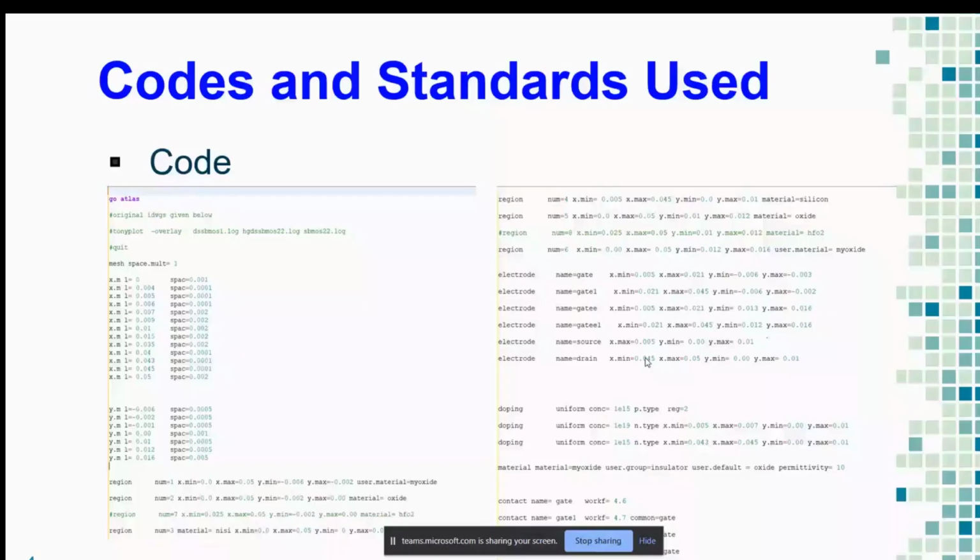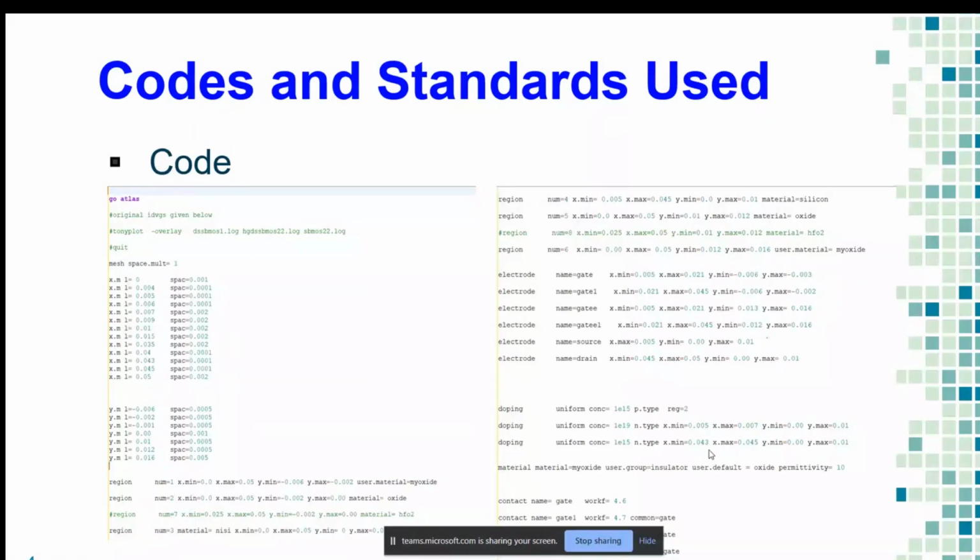So this was the code used, and in this we can see the meshing part we have done. In this, the regions have been declared: a region for the gate part, a region for the channel part, a region for the oxide part, and several other regions, and the dimensions have been mentioned here. The electrodes that we have used, the gate, source, and drain, are mentioned here with their dimensions, and here is the doping concentration we have used.